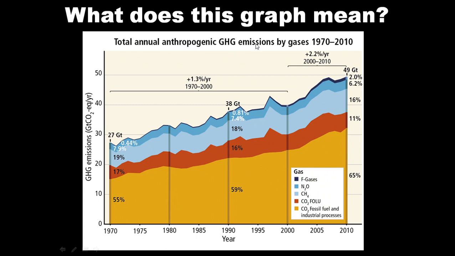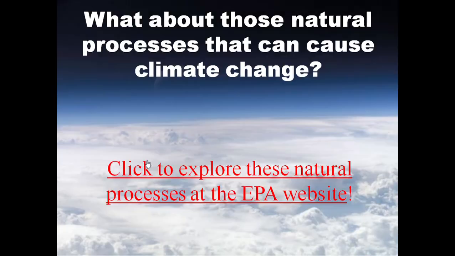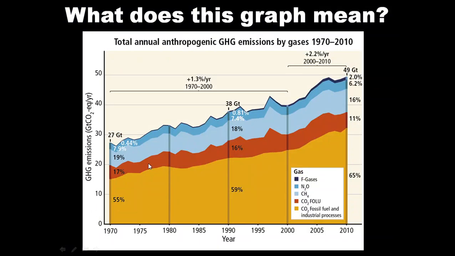Let's see. What does this graph mean? It shows the total annual anthropogenic GHG emissions by gases from 1970 to 2010. See, this is 1970 and this is 2010. How much it has increased. This yellow one is fossil fuels and industrial processes, CO2, carbon dioxide, and this dark ochre, brown one is forestry and other land use. The next one is CH4, the light blue one.